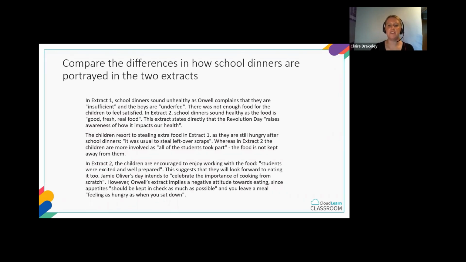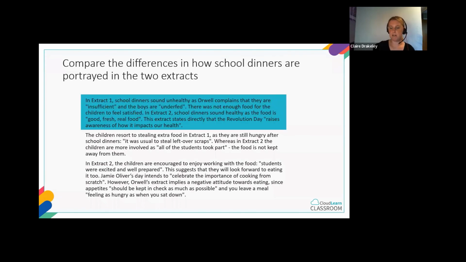Whereas in extract 2, the children are more involved as all of the students took part. The food is not kept away from them. In extract 2, the children are encouraged to enjoy working with the food. Students were excited and well prepared. This suggests that they will look forward to eating it too. Jamie Oliver's Day intends to celebrate the importance of cooking from scratch. However, Orwell's extract implies a negative attitude towards eating, since appetites should be kept in check as much as possible, and you leave a meal feeling as hungry as when you sat down.